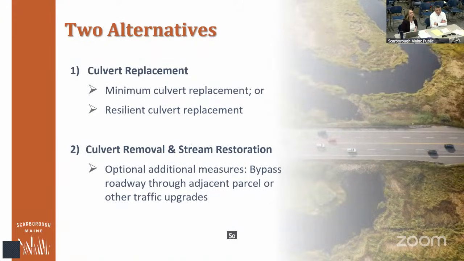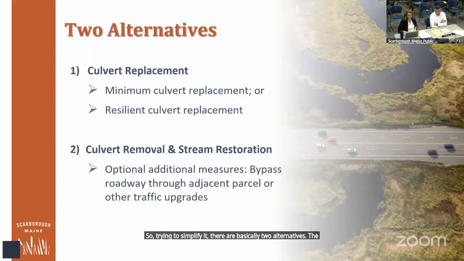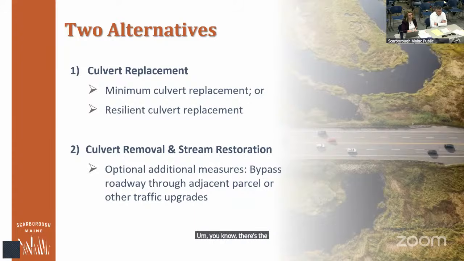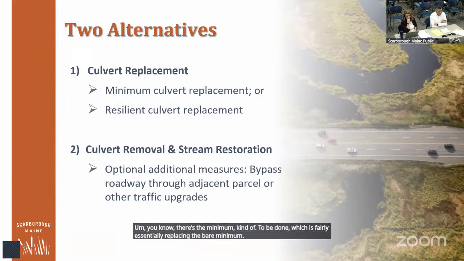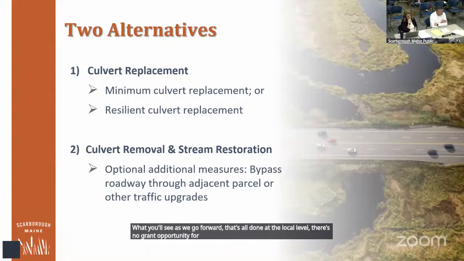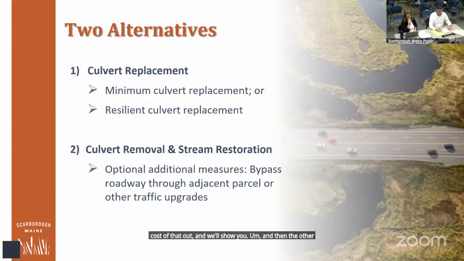So trying to simplify it, there are basically two alternatives: the culvert replacement approach, which has two options, and the culvert removal and stream restoration. Under the culvert replacement options, there's the minimum to be done, which is essentially replacing the bare minimum. What you'll see as we go forward, that's all done at the local level. There's no grant opportunity for that approach, and we've costed that out, and we'll show you. And then the other option is the resilient culvert replacement, which we've talked about. There is grant funding that we could apply for.